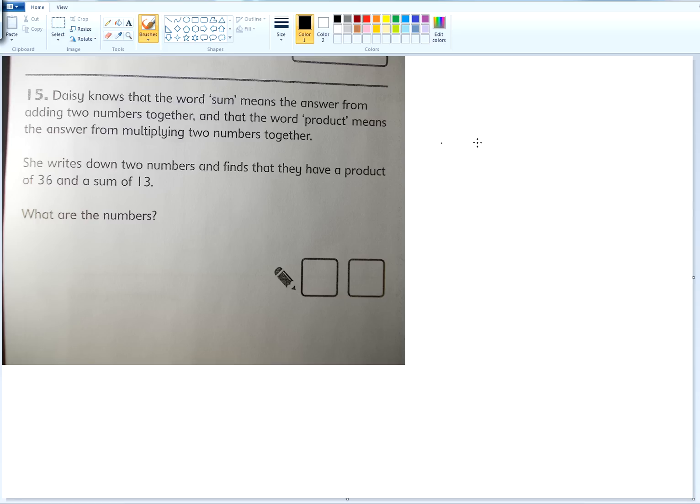Daisy knows that the word sum means the answer from adding two numbers together, and that the word product means the answer from multiplying two numbers together. Are we happy with that? Sum means add, and product means times. She writes down two numbers and finds that they have a product of 36.